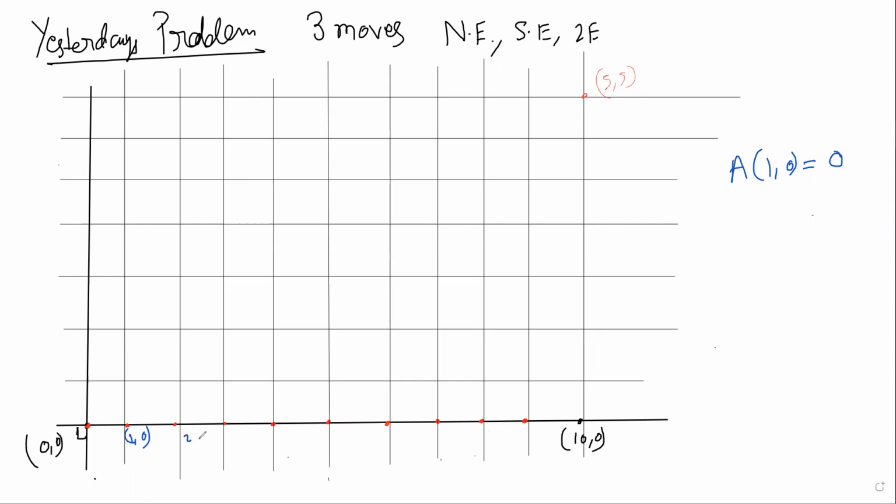And similarly, if I make 2 comma 0, then A of 2 comma 0 is how much? 3. You can also go down, remember? Symmetrically, you can also go down. So you can see there are 3 ways. You can either go like this, or you can go like this, or you can just go flat. So there are 3 ways.